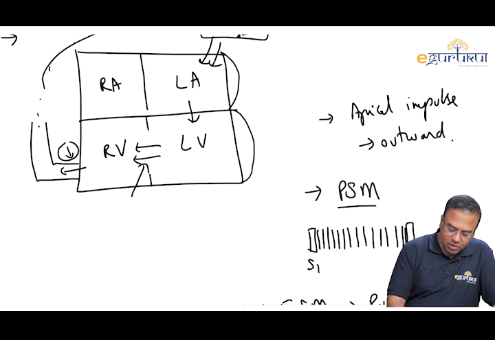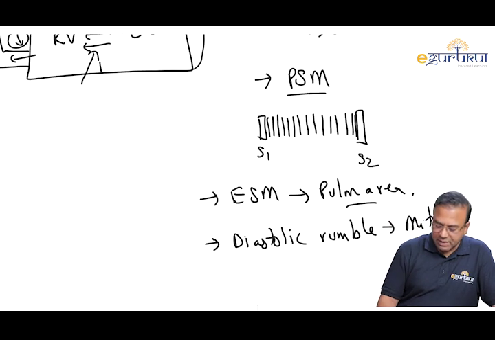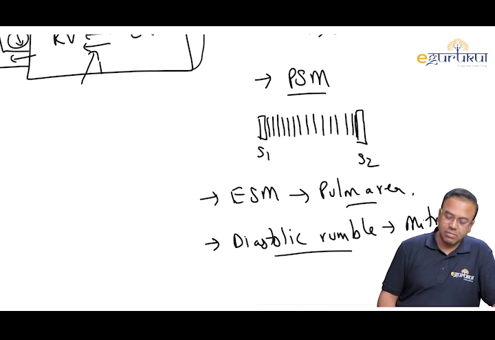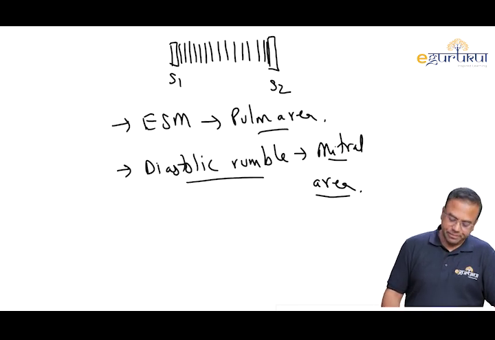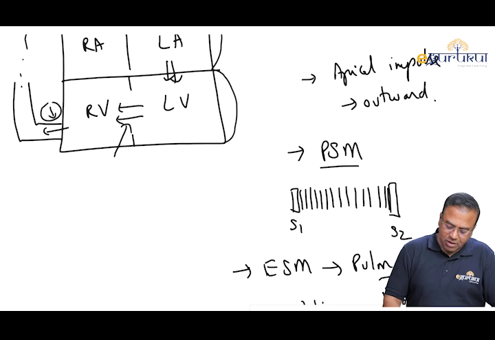Extra blood that goes to the lung comes back across the mitral orifice and left ventricle, and this is going to result in a mid-diastolic murmur, which is known as the diastolic rumble. This is heard best in the mitral area. Now, where is the pansystolic murmur heard?